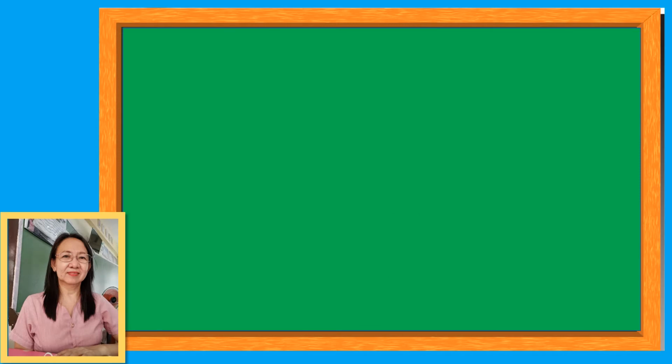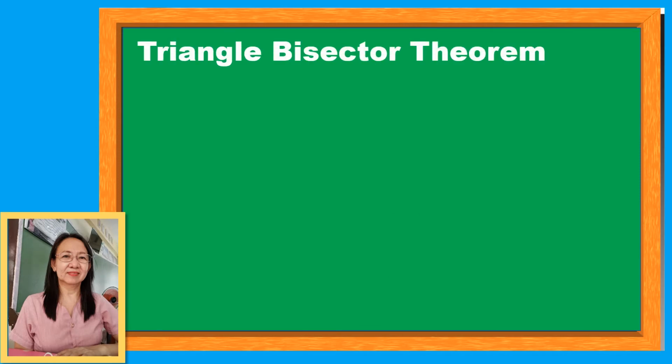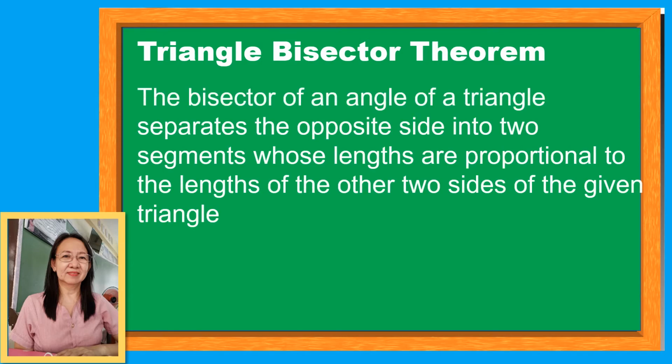So let us study about the triangle bisector theorem. It is described that the bisector of an angle of a triangle separates the opposite side into two segments whose lengths are proportional to the lengths of the other two sides of the given triangle.